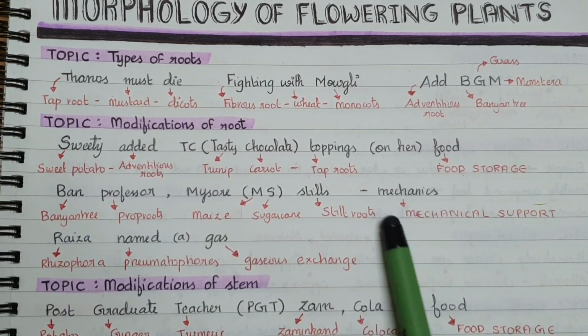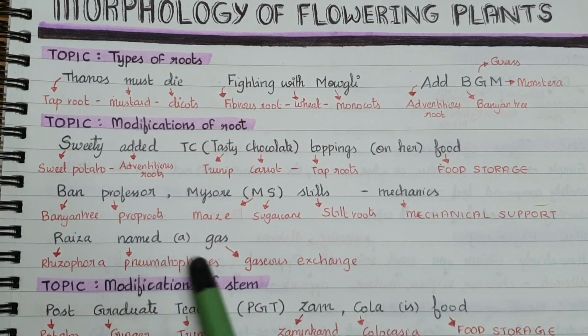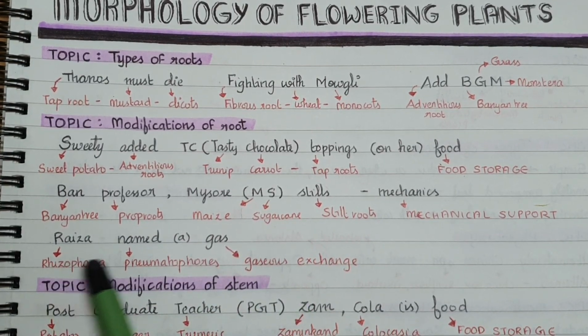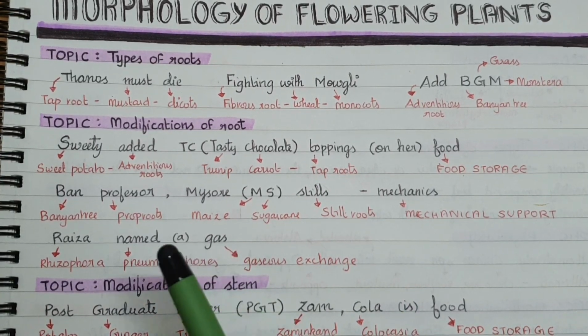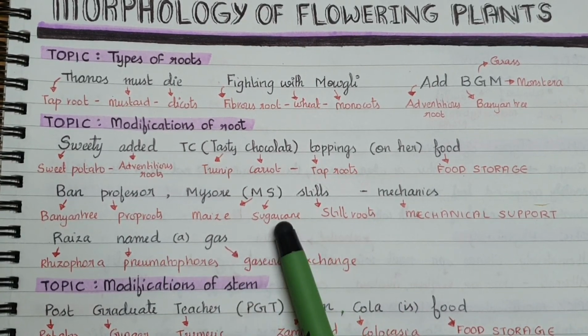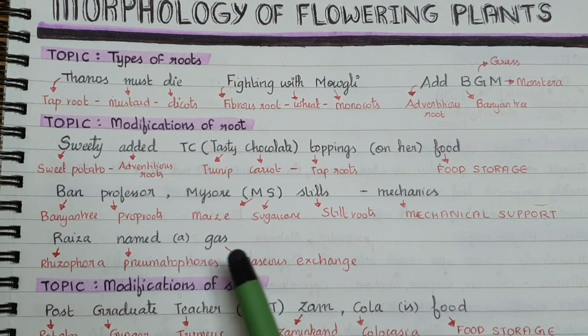Then for mechanical support. Next is gaseous exchange. So Rhizophora and pneumatophores are for gaseous exchange. There is no need for a trick for this because this is a really easy one. That is, Rhizophora and pneumatophores are mainly for gaseous exchange.